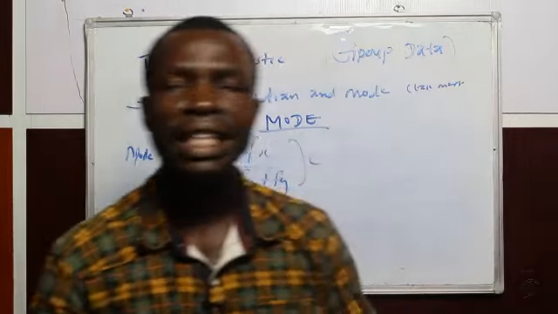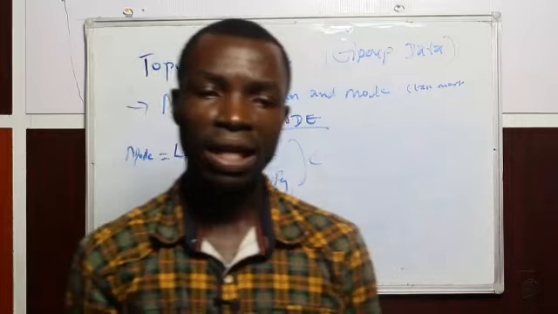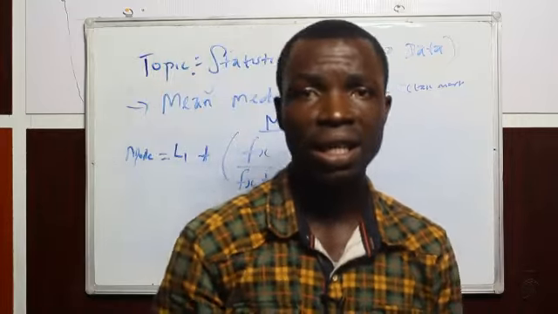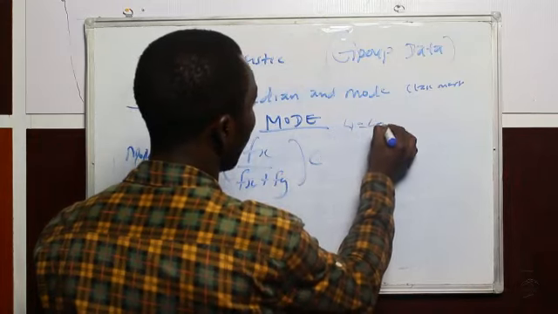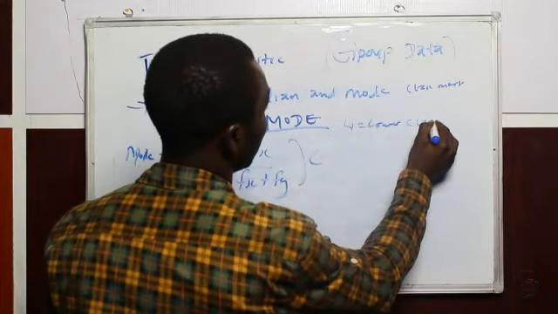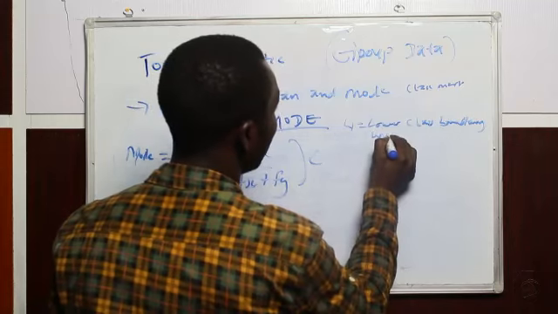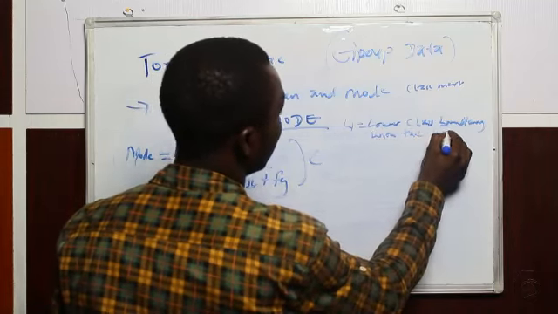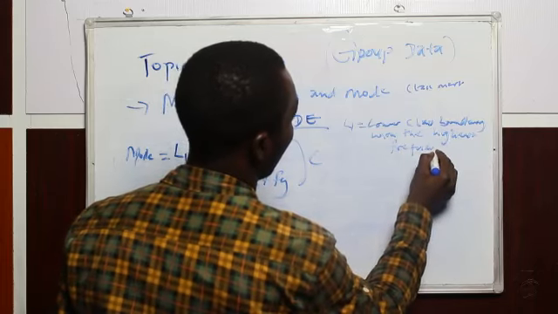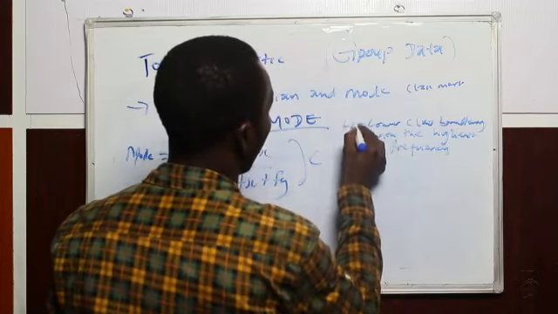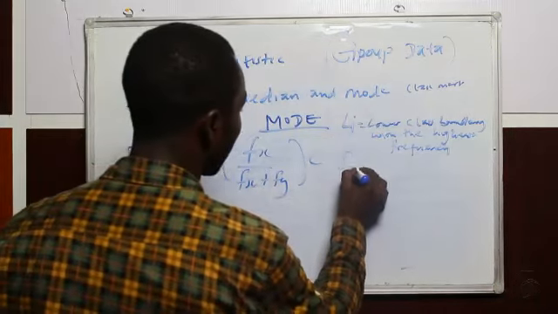Our L1 is the lower class boundary, the lower boundary of the class with the highest frequency. L1 is equal to the lower class boundary of the class with the highest frequency. That's L1.